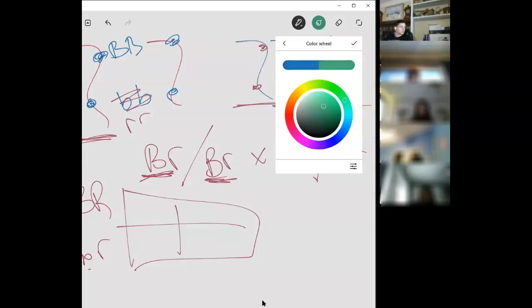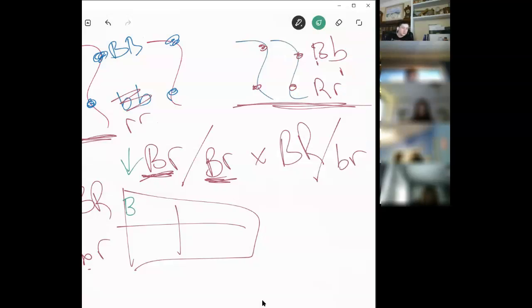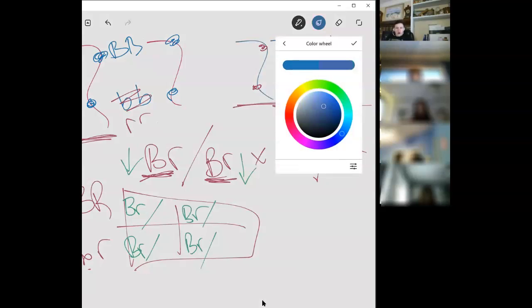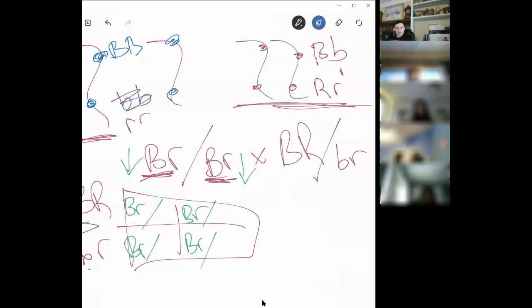Okay, so when I pull them down, these stay together. I don't separate them. I'm not going to go B, B, R, R. That would indicate independent assortment. These are on one chromosome. They move together as a linked unit. They're not going to independently sort. So stick them together. Same thing, I'm going to bring these guys down. And now I'm going to bring these guys across.